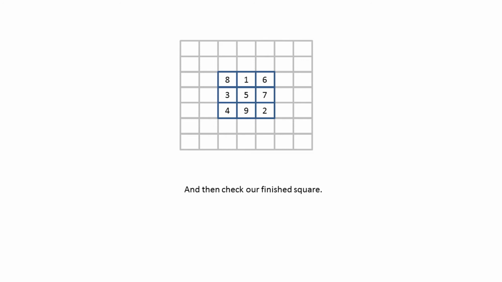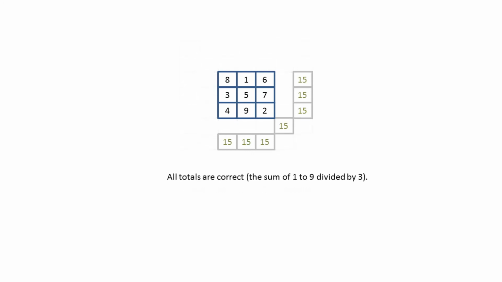A magic square has to have the same total for each column, each row, and each diagonal. So we need to proof our magic square to make sure that we got it right. And you can see that every column and diagonal and row comes up to 15, which is the sum of 1 to 9 divided by 3 because it was a 3x3 grid.